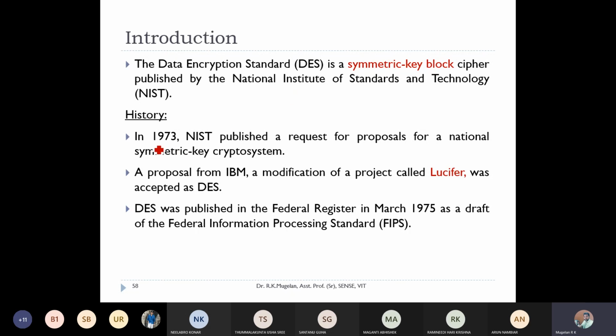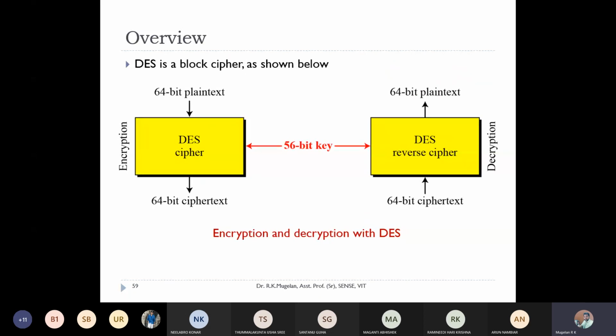So they called for many proposals in the year 1973. Out of many proposals, the proposal submitted by IBM, under their project called Lucifer, is how DES was born. This DES was accepted from IBM's people and was published for public usage in March 1975 by FIPS, the Federal Information Processing Standard. So from 1975 onwards, DES came into existence. Later in the early 90s, it was modified into the next version. But still, we are using this DES algorithm.